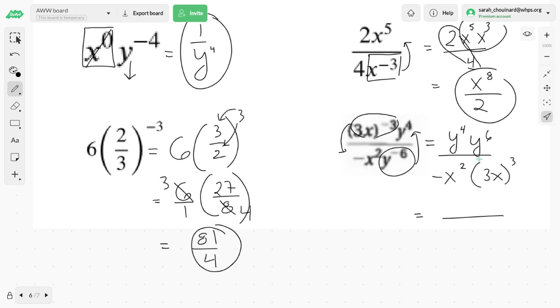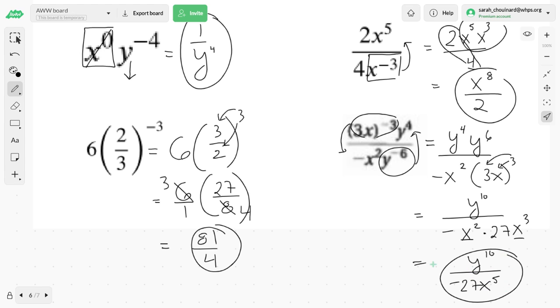So y to the 4th and y to the 6th make y to the 10th. I need to cube the 3 and the x separately to get x squared times 27, that's 3 cubed, x to the 3rd. And that's going to give me these two combined to make x to the 5th. So y to the 10th over negative 27 x to the 5th is my final answer for that one.